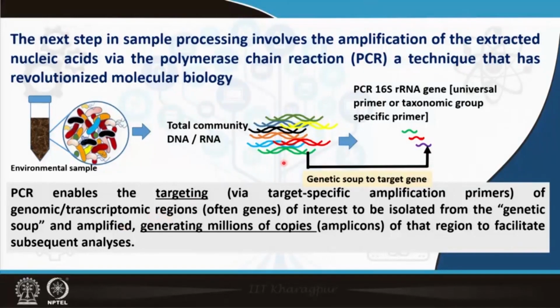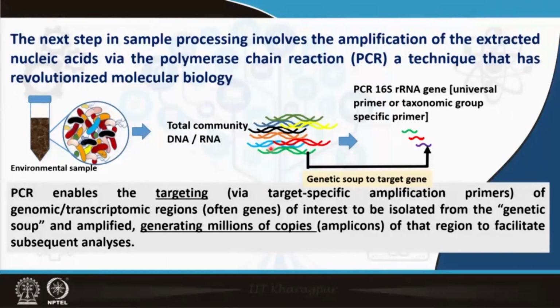Ideally, the genetic soup might have so many different genes all together. If we assume that there are 4,000 different bacterial species, each having maybe 1,000 different genes, then 4,000 multiplied by 1,000 is basically 4 into 10 to the power 6. So it is 4 million different genes, or some genes may be common. So 4 million genes are there. Out of 4 million genes, if we take into account the genes which are common, let us assume that there are at least 10,000 unique genes.